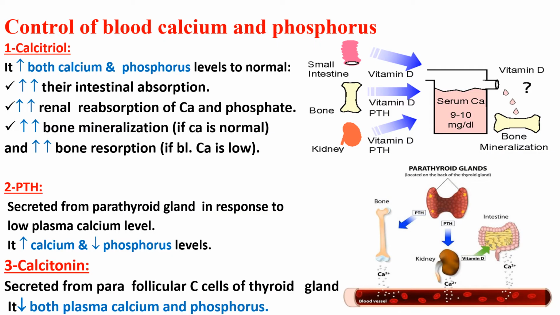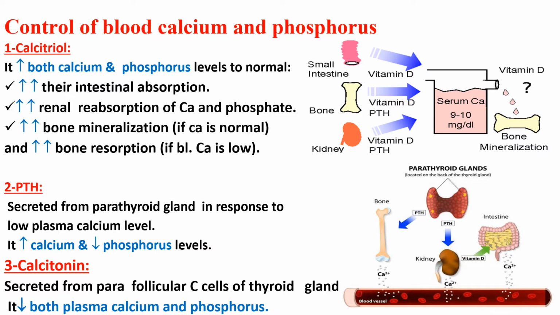How are blood calcium and phosphorus controlled? They are controlled mainly by three hormones. The first one is calcitriol, which is the active form of vitamin D. The second one is parathyroid hormone, and the third one is calcitonin. So calcitriol, the active form of vitamin D, parathyroid hormone, and calcitonin.